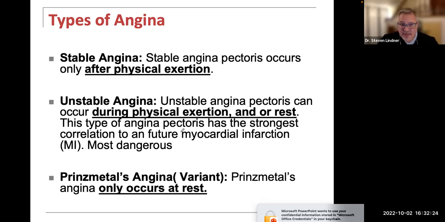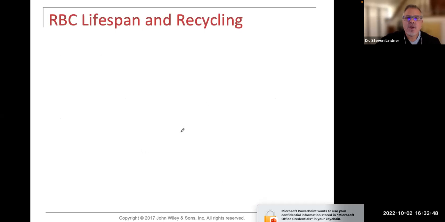Unstable angina can occur during physical exertion, and it can occur at rest. So this type of angina has the strongest correlation to a future myocardial infarction. It's also the most dangerous. Prinzmetal's angina, or the variant, only occurs at rest. Only occurs at rest.